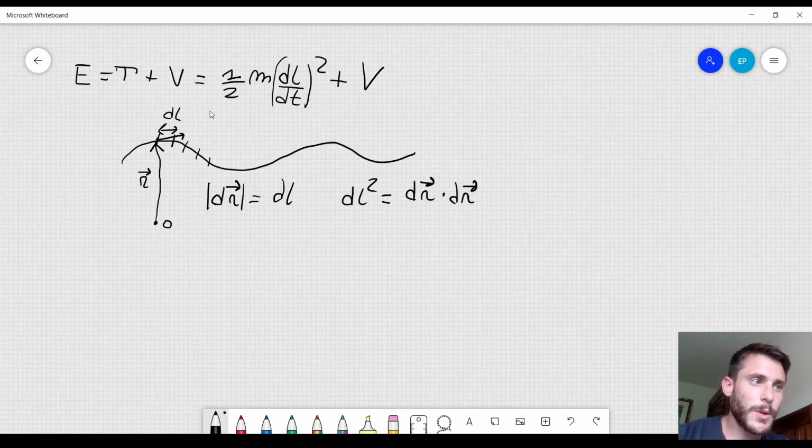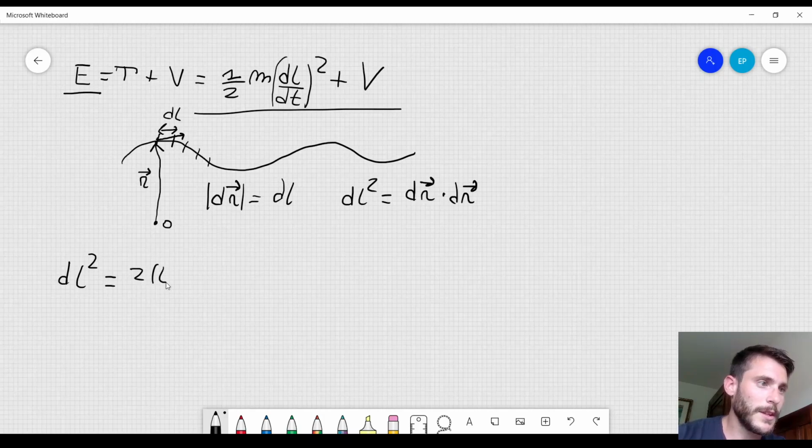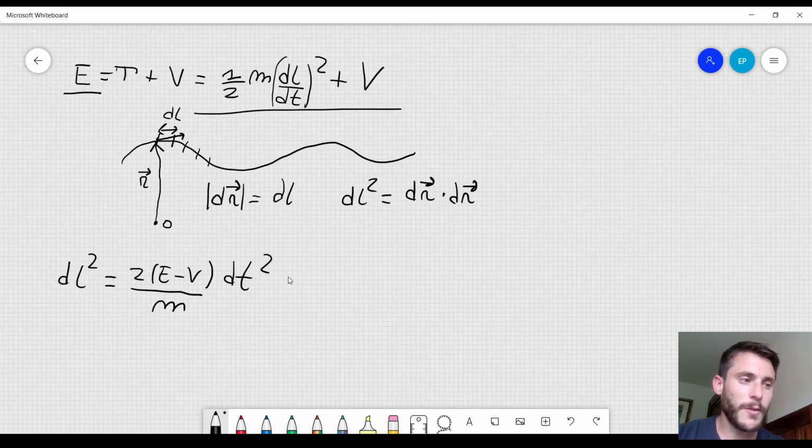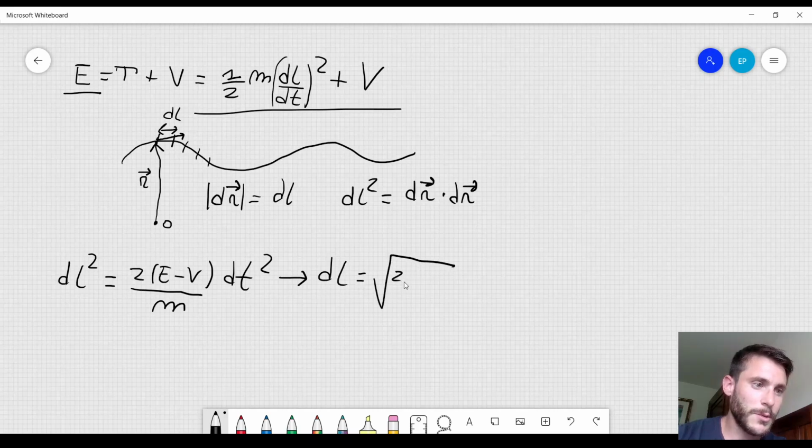Now I can use this equation above here to derive the expression for dl squared. So dl squared, if I solve that equation, can be written like this. It is (2(E minus V) divided by m) dt squared. Therefore, from here we get that dl is equal to the square root of 2(E minus V) divided by m, times dt.